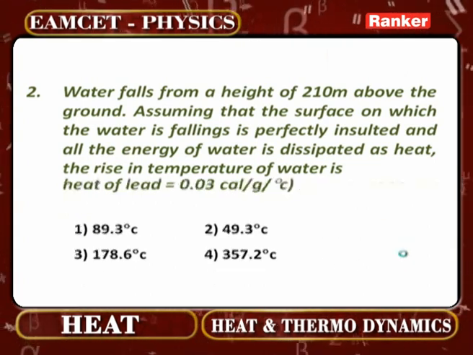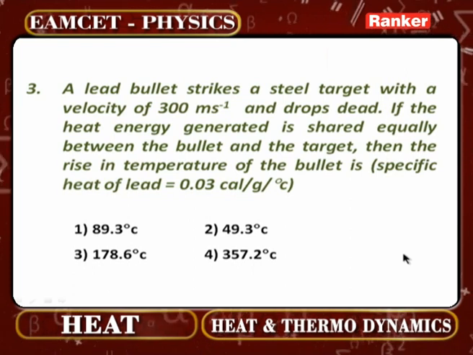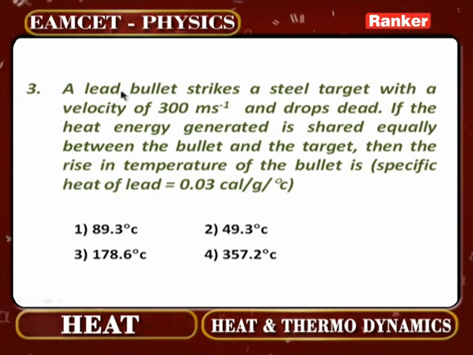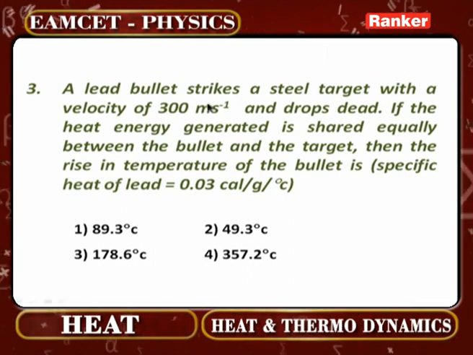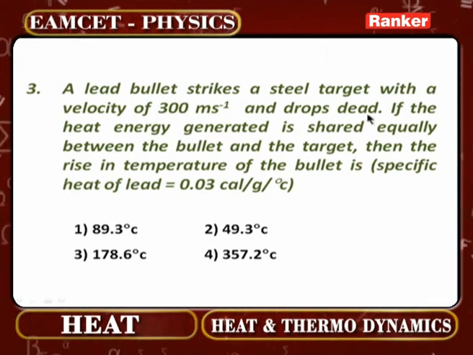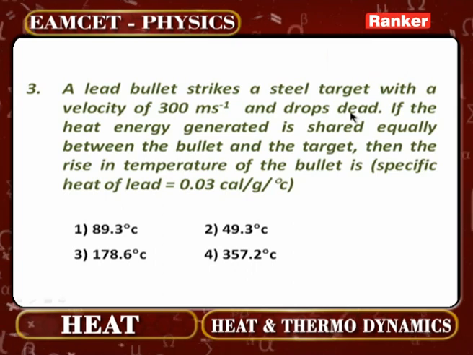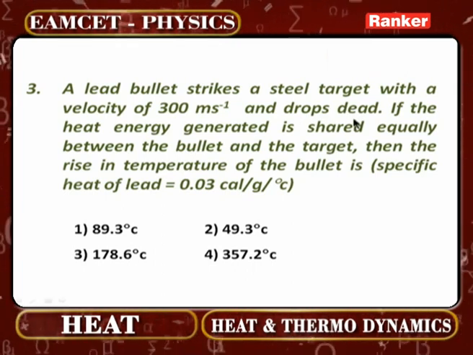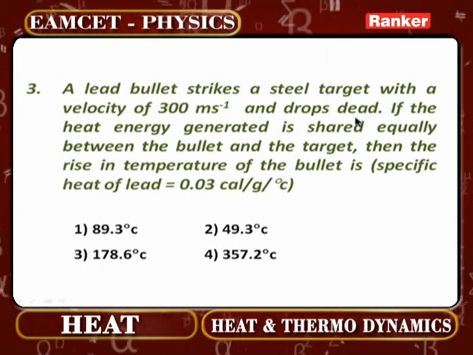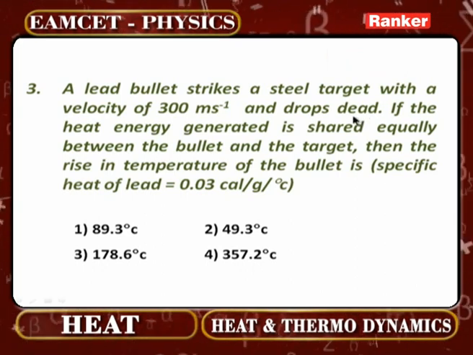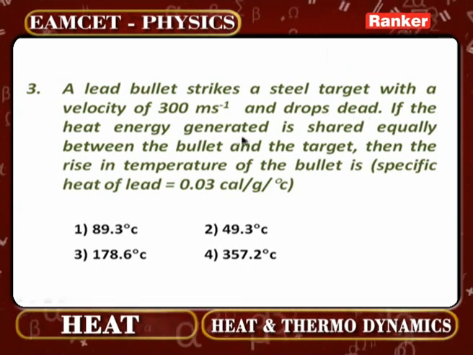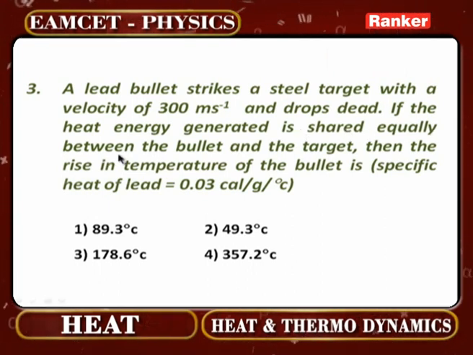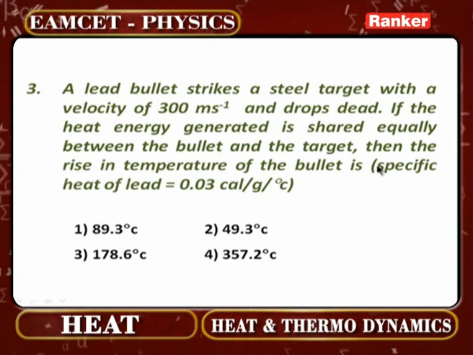Let us check the next one, problem number 3 please. A lead bullet strikes a steel target with a velocity of 300 meter per second and drops dead. It's a wonderful wording. Dropping dead means what? After striking, it is not moving further. That means no further energy has been lost from the system as such. If the heat energy generated is shared equally between the bullet and the target, then the rise in temperature of the bullet is how much?